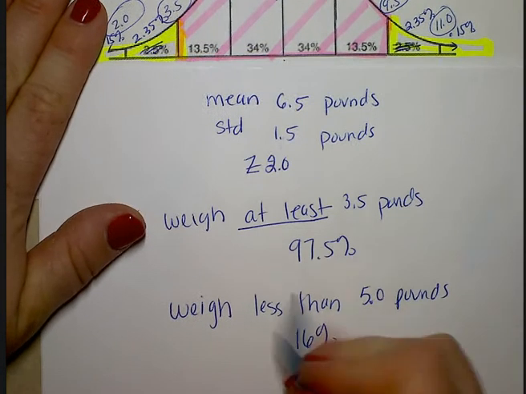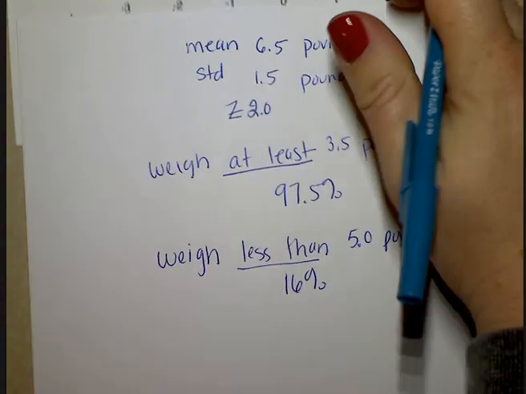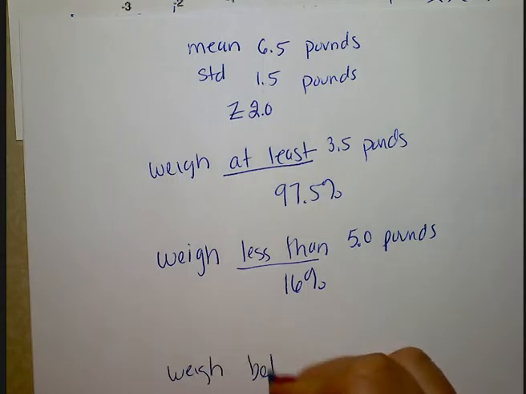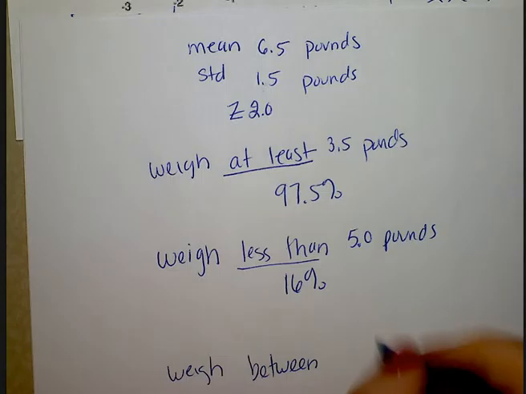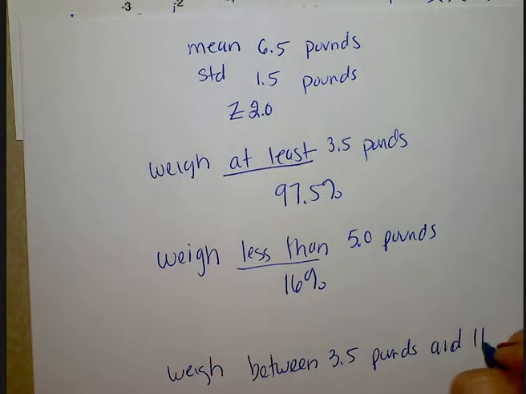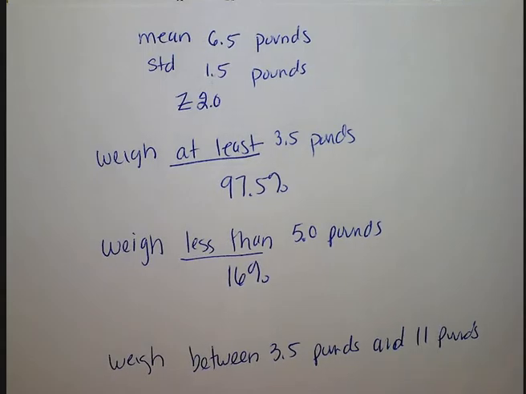Okay, here's your next one. I want to find the percentage of newborn babies in Asia that weigh between 3.5 pounds and 11 pounds. 3.5 to 11 pounds. With your partner, feel free to use the calculator if you need to. You can see percentages. I'm gonna give you 20 seconds to get an answer. Go ahead.